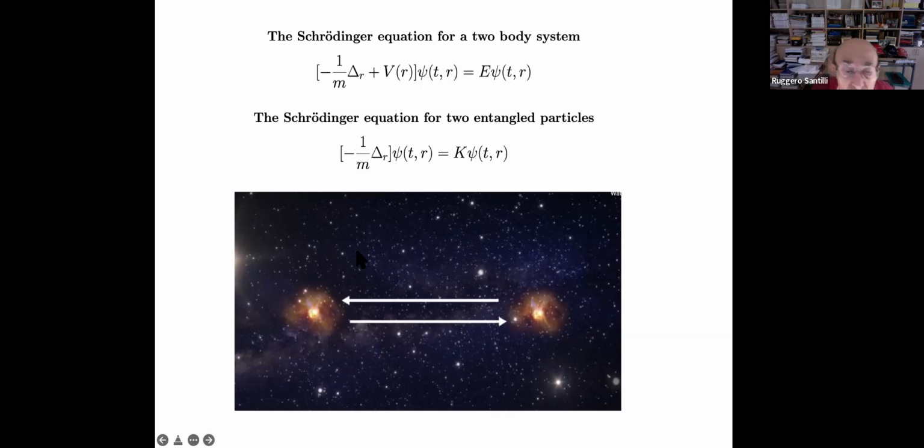Then there is no known interaction that could explain the communication of information from one to the other. Remember that if we invert the spin of this particle, and the other particle is in the Vega system, in the sky, instantly that particle will invert the spin. And this can only be possible if there is an interaction.